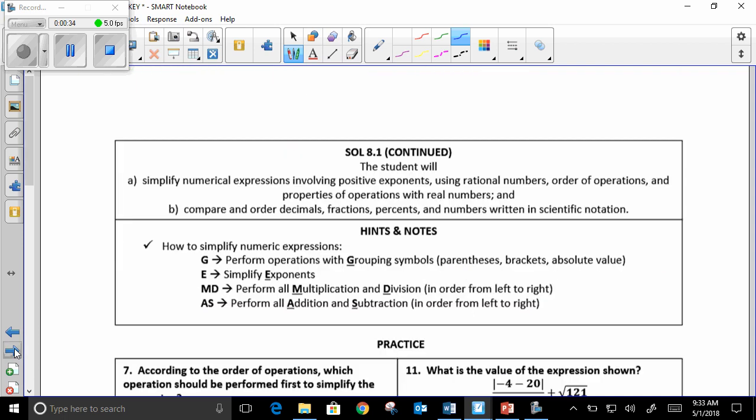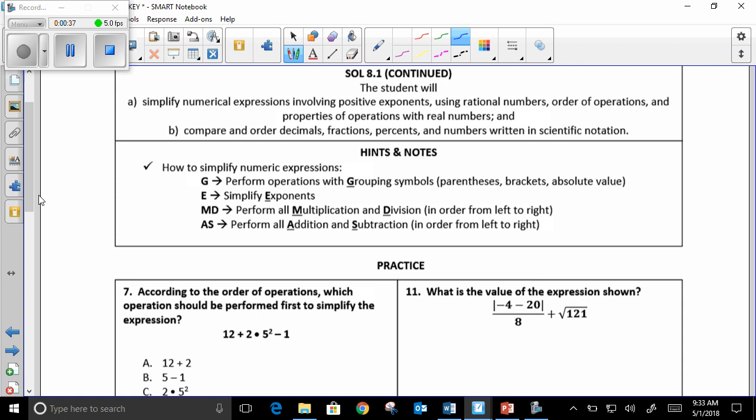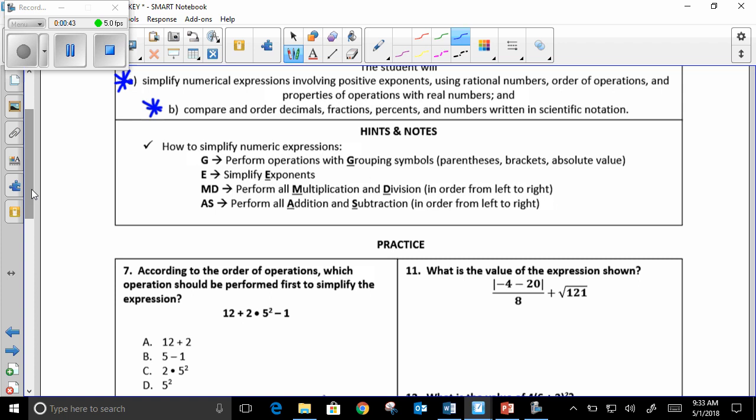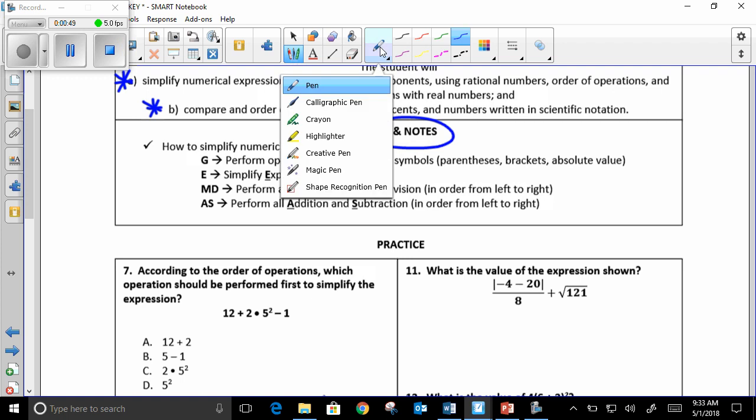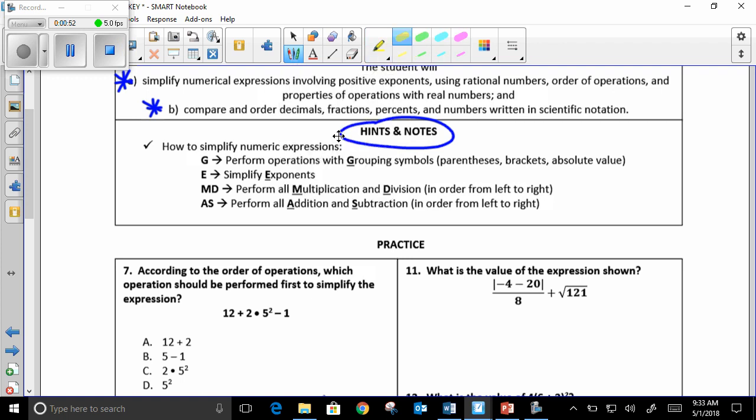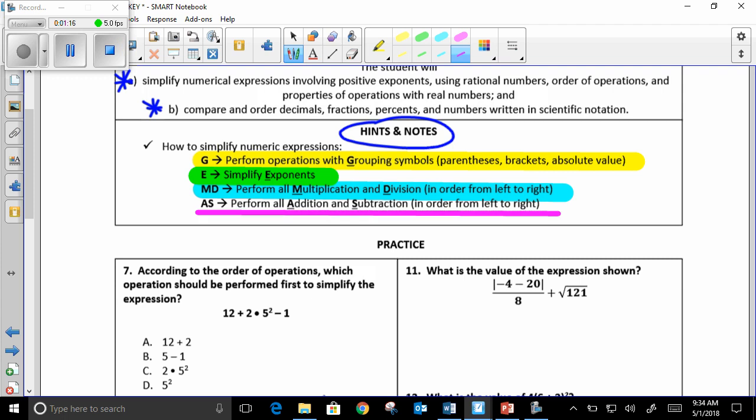All right, we're going to continue with 8.1, which is the same thing here as 8.1, 1 through 6. But this time we're going to look at the hints and notes for the PEMDAS, which is grouping. I know we talked about parentheses, but the grouping deals with parentheses, brackets, braces. Then what you need to do are the exponents next. Remember that multiplication and division are in order from left to right. And then addition and subtraction, you're going to also perform from left to right.